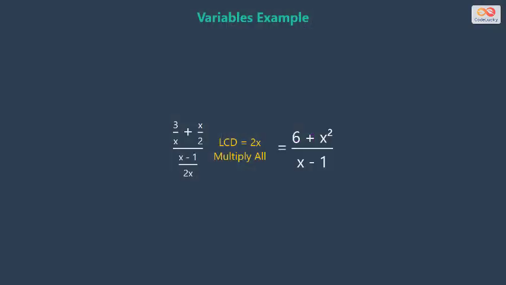Let's try a harder one with variables. Here, the denominators are x, 2, and 2x. The least common denominator for all of these is 2x. If we multiply every term by 2x, the denominators cancel out perfectly, leaving us with a simple polynomial fraction, (6 + x²)/(x - 1).